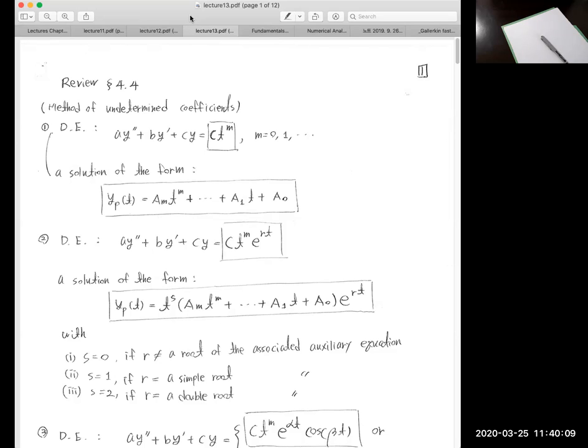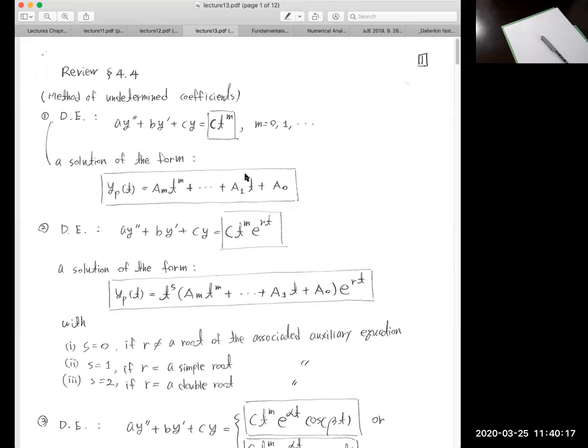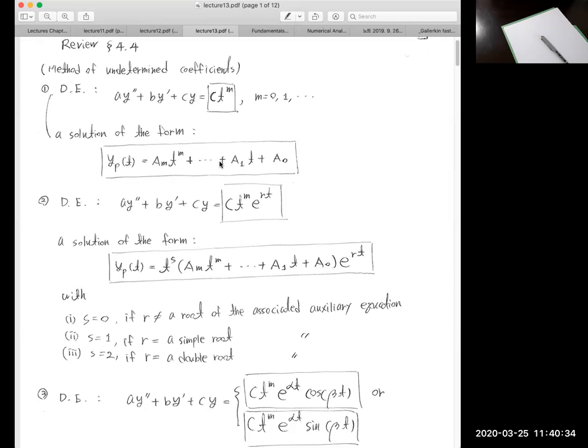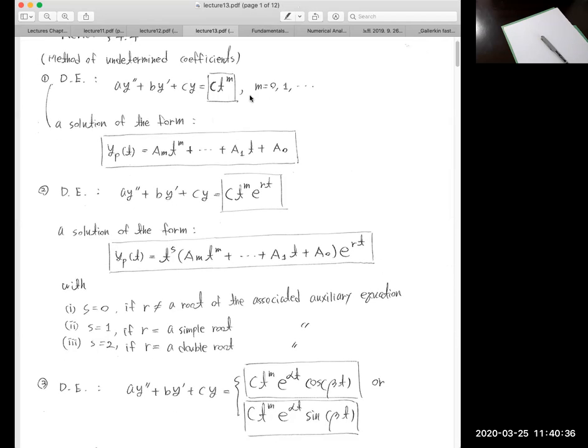Let's take a look at my lecture note. So here, what is the method of undetermined coefficients? Depending on the type of the external force, we're going to guess the form of a solution. That's the main idea.